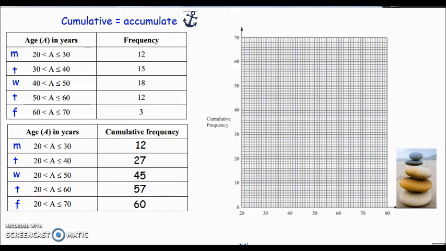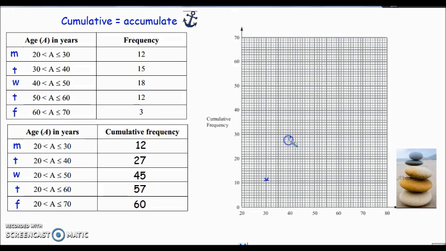A way I like to think about this, if people are really struggling to get this right, is: when does Monday end? Monday ends on 30. The end of Monday is the 30. So at 30, we have dropped 12 bits of clothing. So I reckon it's going to be about here somewhere. And when does Tuesday end? At the end of Tuesday, 40, we had 27 on the floor. How many bits of clothing on the floor? Well, 27. So it's somewhere up here.